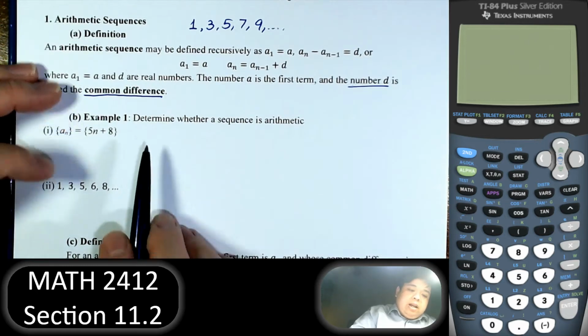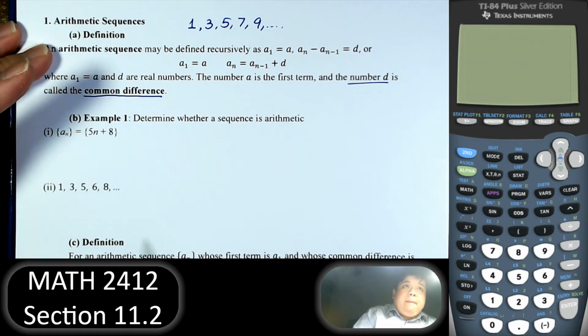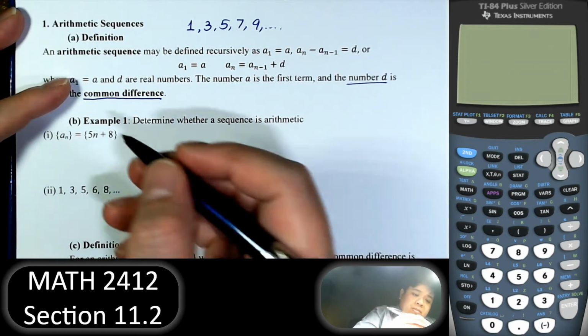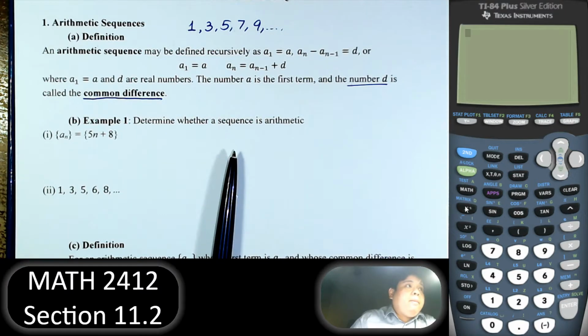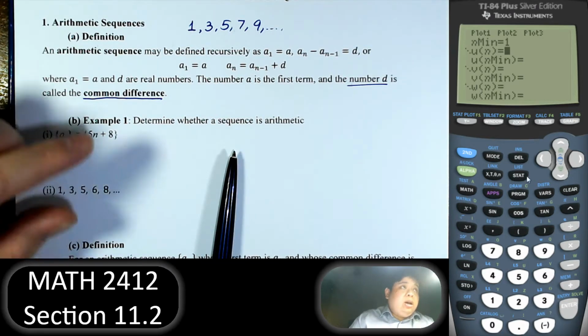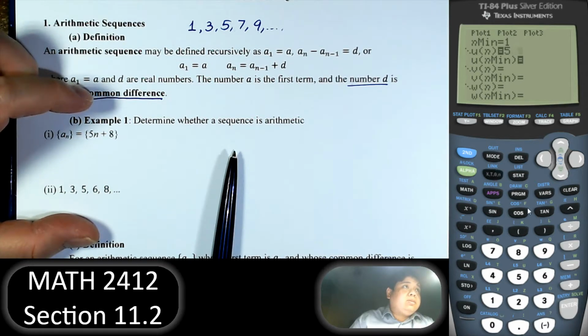Right. So next, determine whether the following sequence is arithmetic. If we have the formula 5n plus 8, let's use a few values for n. Let's just use the calculator instead. Once again, hit mode. Make sure that it is in sequence mode. And then we'll just enter y equal to, let's start with the first term being 1, and we have 5n plus 8. And then just go to the table.